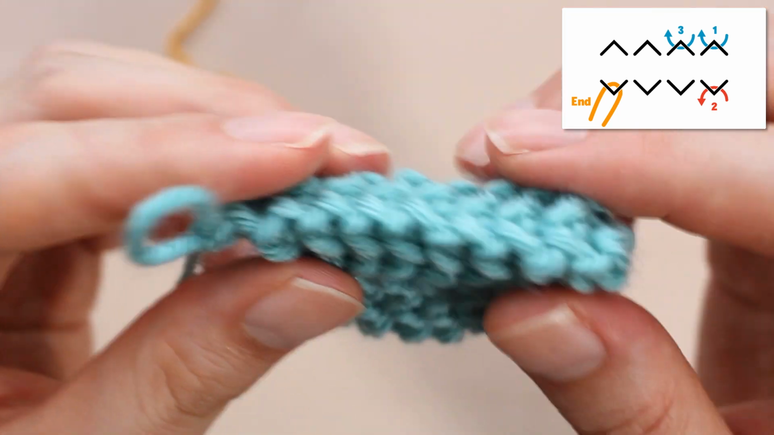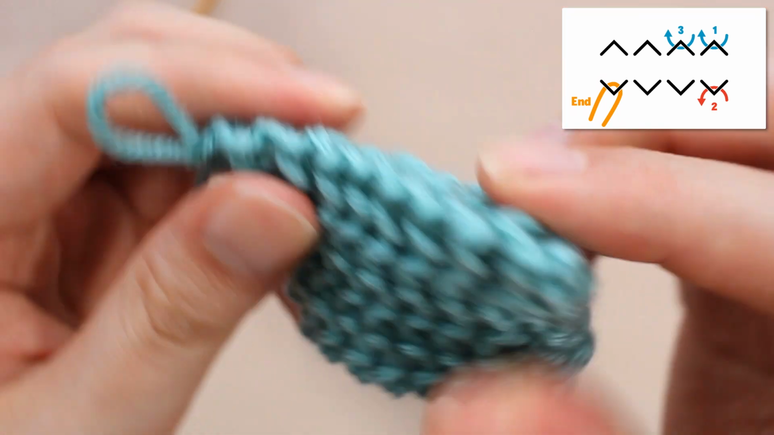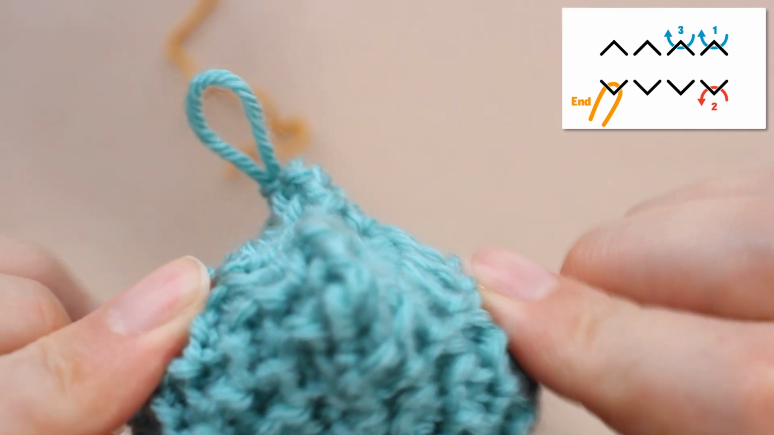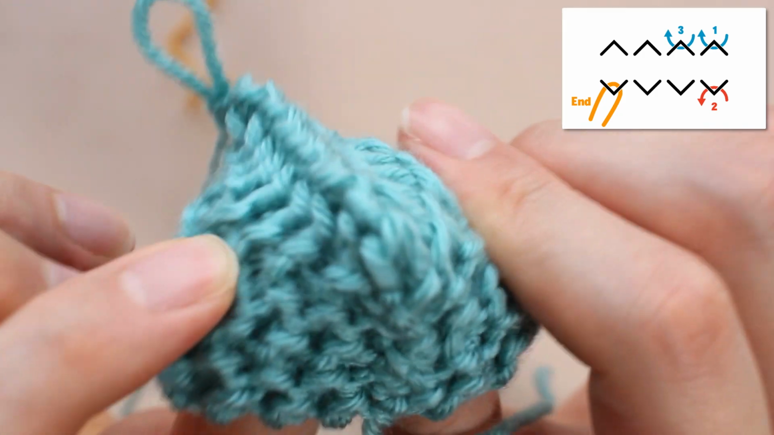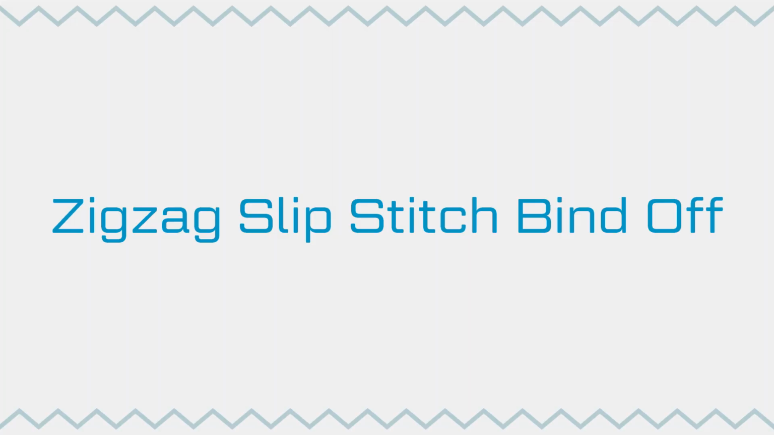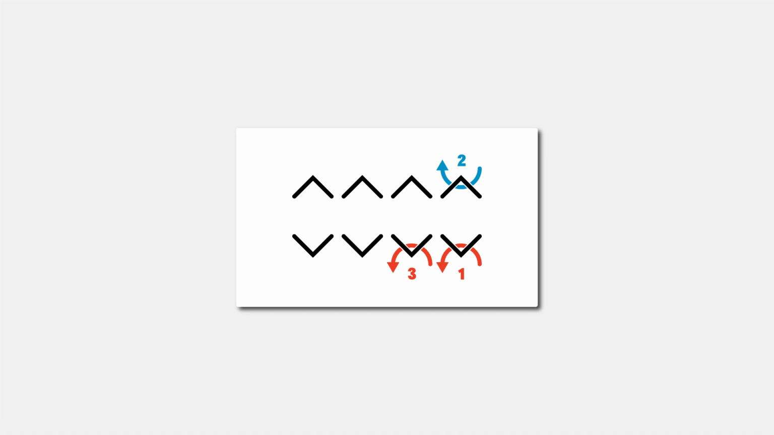By doing this, the last row will be sharp and thin. Finally, I will explain the method called Zigzag Slip Stitch Bind Off. Divide the fabric into the opposite side and the front side in the same way as Zigzag Crochet Bind Off.